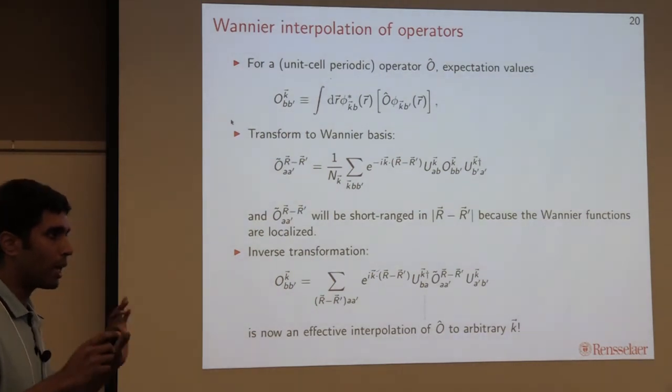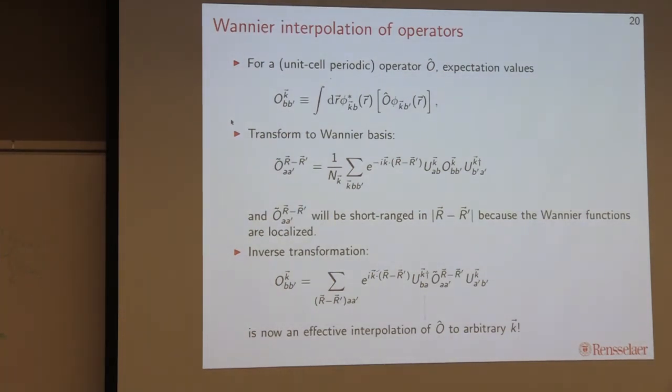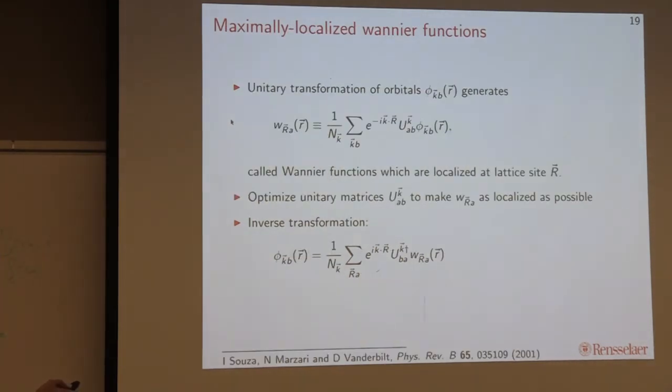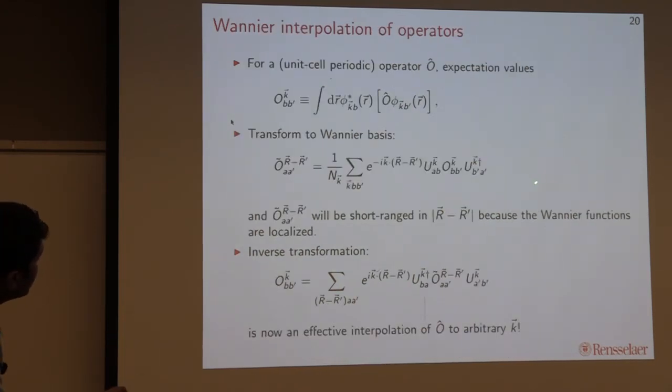So let me repeat that. The key point here is you calculate the original orbitals and eigenvalues and everything for a few k points, which you do in the original electronic structure calculation, for which you have to solve the Schrodinger equation, which is expensive. From that, you calculate the expectation value of any operators that you're interested in. Take those operators and convert them to this localized Wannier basis.